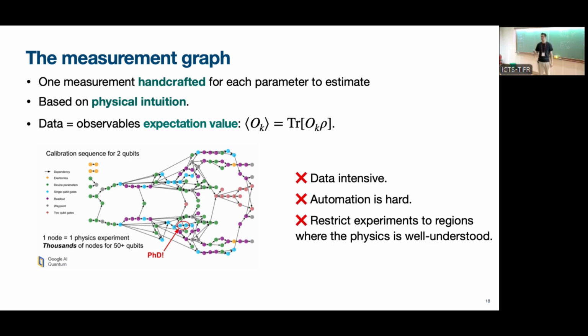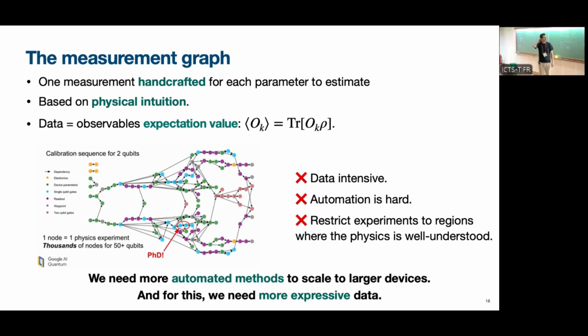And this has a bunch of drawbacks. First, it's very data intensive. Second, the automation is very hard because you have all these measurements depending on one another. And each experiment has a specific fit, which works in some regime of the dynamics, etc. And lastly, you typically restrict your understanding of the system to regions where you understand very well what's happening. Otherwise, you wouldn't be able to make an experiment to fit a parameter in the first place.